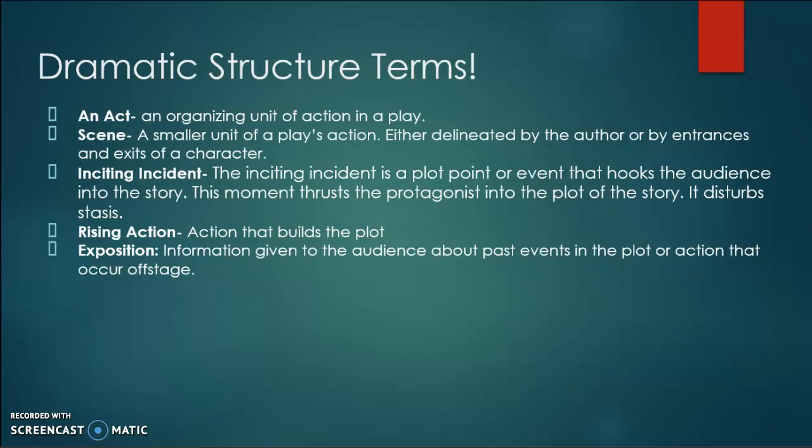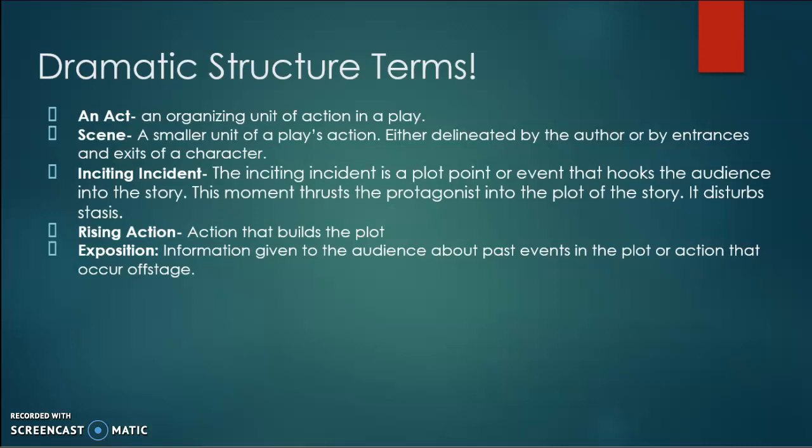We have an inciting incident. This is the plot point or event that hooks the audience into the story. This is the moment that thrusts the protagonist into the plot. It disturbs stasis. Inciting incident can be a little bit tricky to figure out, but it's one of the tools that we use to determine who is the protagonist in a story. Because if this inciting incident didn't happen, the rest of the plot would not also occur. So that's one of the ways we want to think about that.